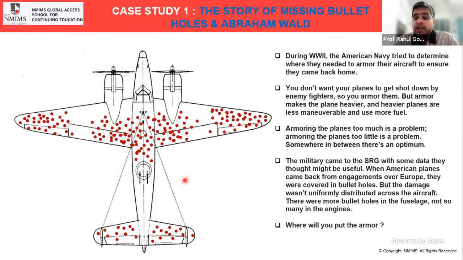And they wouldn't have gone ahead with armoring everything in the plane because adding more armor makes the plane heavier, right, and makes it difficult to fly. Similarly, less armor also doesn't solve their problem, which was the core problem statement. So the main idea behind this story was for an analyst, whether a business analyst or a supply chain analyst or a data analyst, to see if they're looking at the correct data for the use case or for the problem statement which they are trying to solve, right?